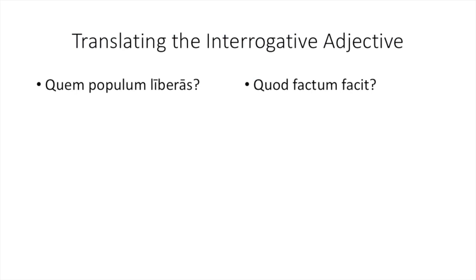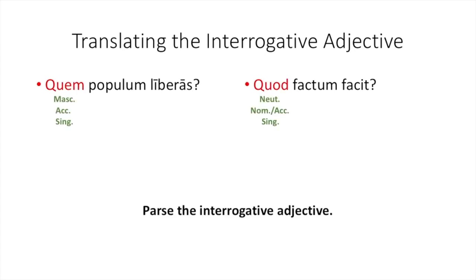Okay, let's use two sentences that are pretty similar to the ones we looked at before. Quem populum liberas and quod factum facit. Since we've already looked at similar things, we'll just parse the interrogative adjective. Quem, you'll notice, can only be masculine this time. It cannot be feminine. So it's masculine accusative singular. And quod could still be neuter, nominative or accusative, and singular.